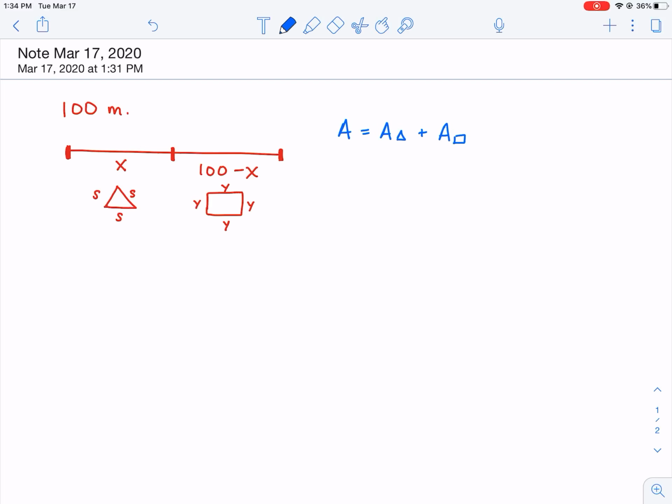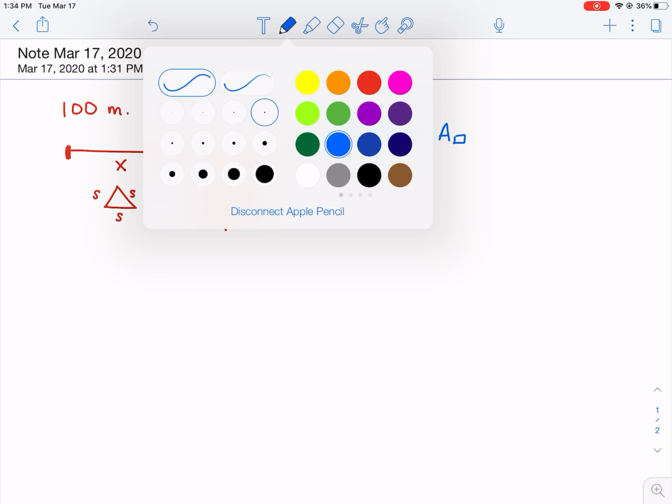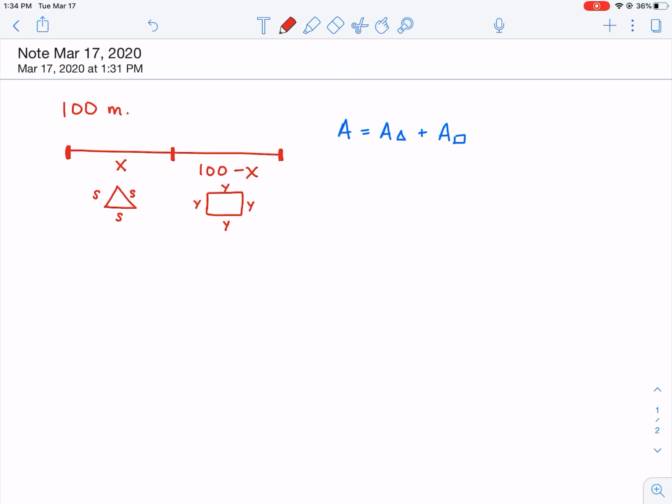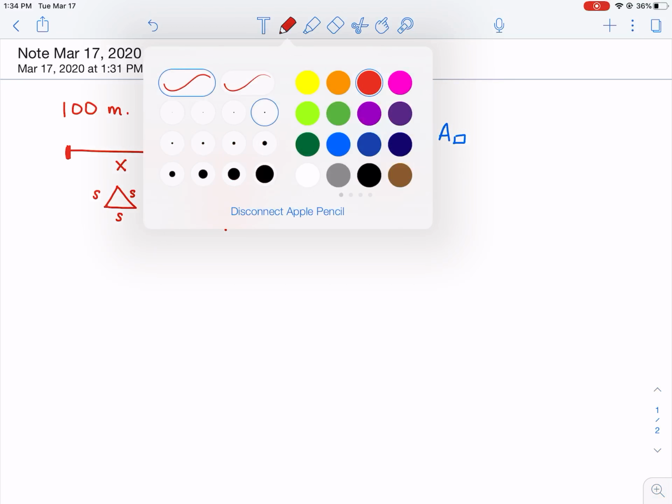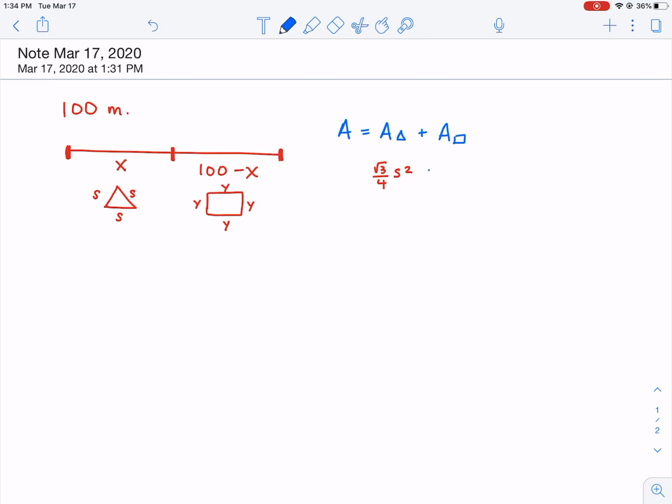In the question, we did give you the area for the triangle. So the area of the triangle would be equal to radical 3 over 4 times the side squared. For the area of the square, the area is going to be Y squared. That is your total expression for the area.